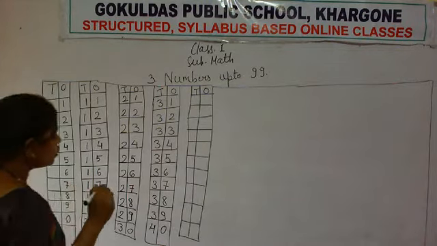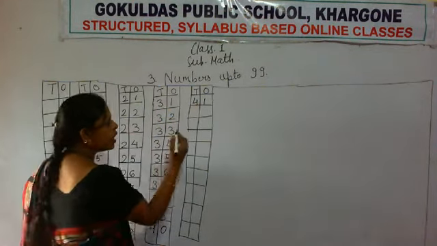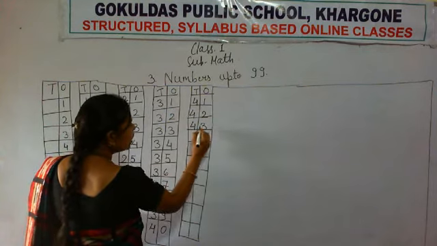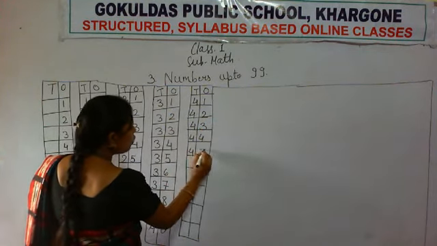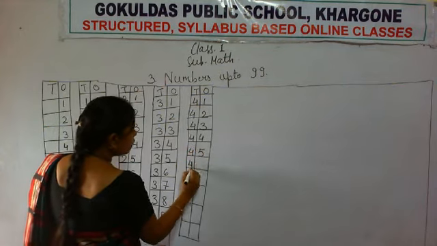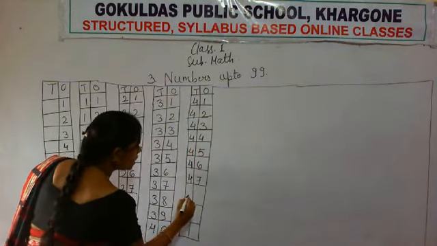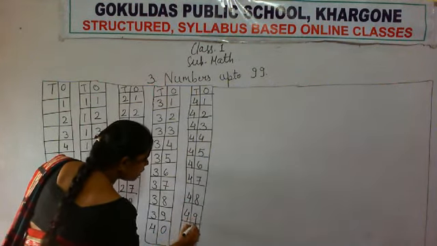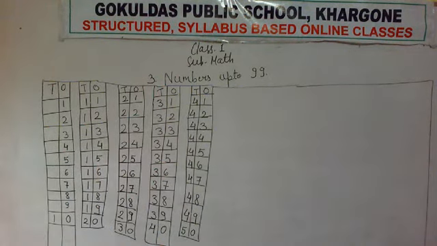After 40, which number will come? 4, 1, 41, 4, 2, 42, 4, 3, 43, 4, 4, 44, 4, 5, 45, 4, 6, 46, 4, 7, 47, 4, 8, 48, 4, 9, 49, and last 5, 0, 50.